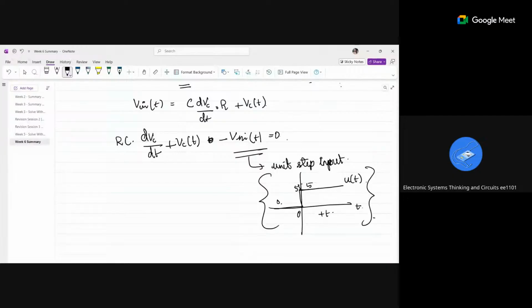There are different types of signals. If a signal has a value only at 0, we call it a delta of t, a delta function. If it has value only on the positive side, it is u of t. If it is linearly increasing, then we call it by a separate name. Each signal has a name, and this is one among them. That is unit step: in negative time it has 0, in positive time it has some value. Is it clear? Yes, ma'am. Can you tell again that we are going to the step input?